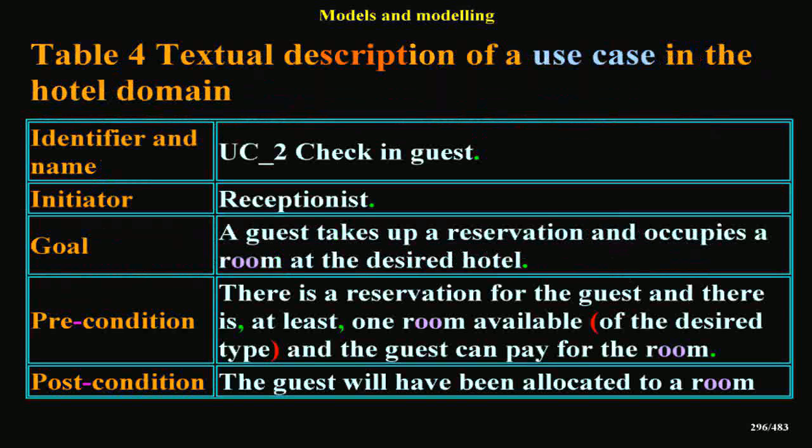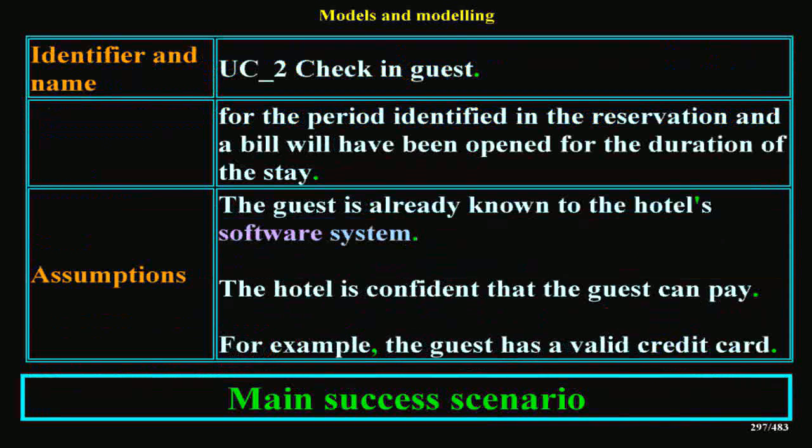Table 4. Textual description of a use case in the hotel domain. Identifier and name: UC2 Check-in guest. Initiator: receptionist. Goal: a guest takes up a reservation and occupies a room at the desired hotel. Precondition: there is a reservation for the guest and there is at least one room available of the desired type, and the guest can pay for the room. Post-condition: the guest will have been allocated to a room for the period identified in the reservation and a bill will have been opened for the duration of the stay. Assumptions: the guest is already known to the hotel software system. The hotel is confident that the guest can pay, for example, the guest has a valid credit card.